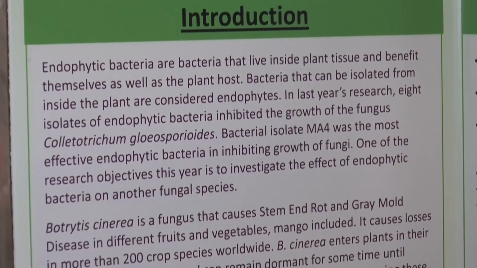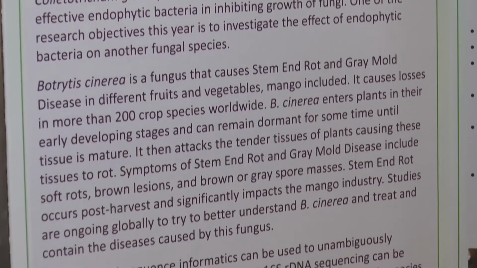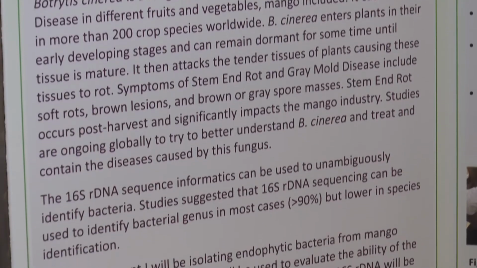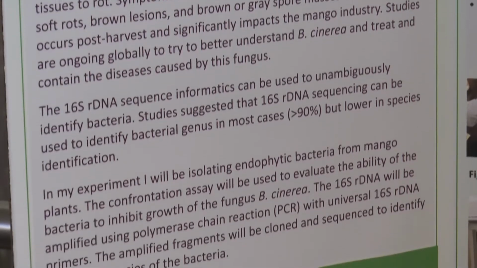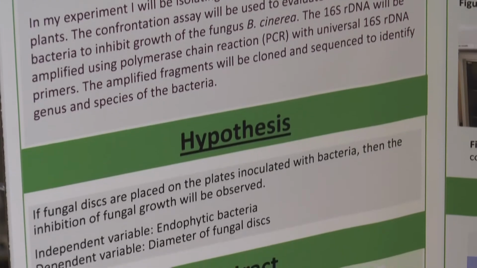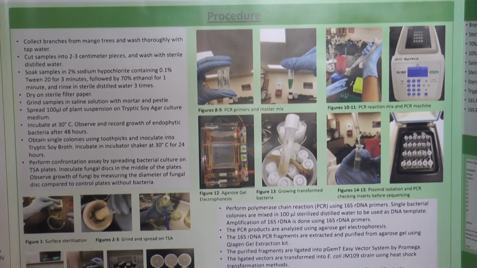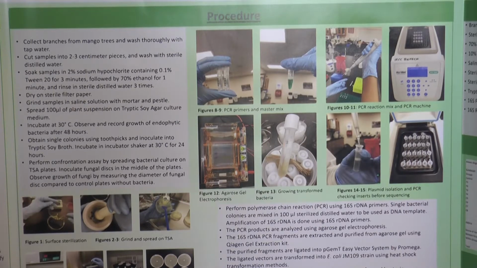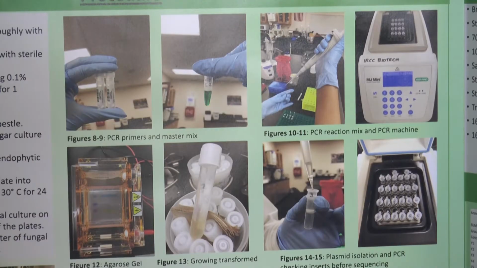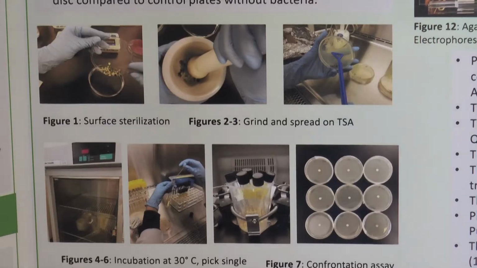So my project is a continuation from last year where I tested endophytic bacteria from mango and its effect on the fungus called Colletotrichum gloeosporioides. So basically what I did is I isolated the endophytic bacteria from mango. I cut the stems of mango, I ground those samples and surface sterilized them, and I ground them in a saline solution. I planted the plant suspension onto tryptic soy agar media plates, and I grew the bacteria and incubated them at 30 degrees Celsius for 24 hours.